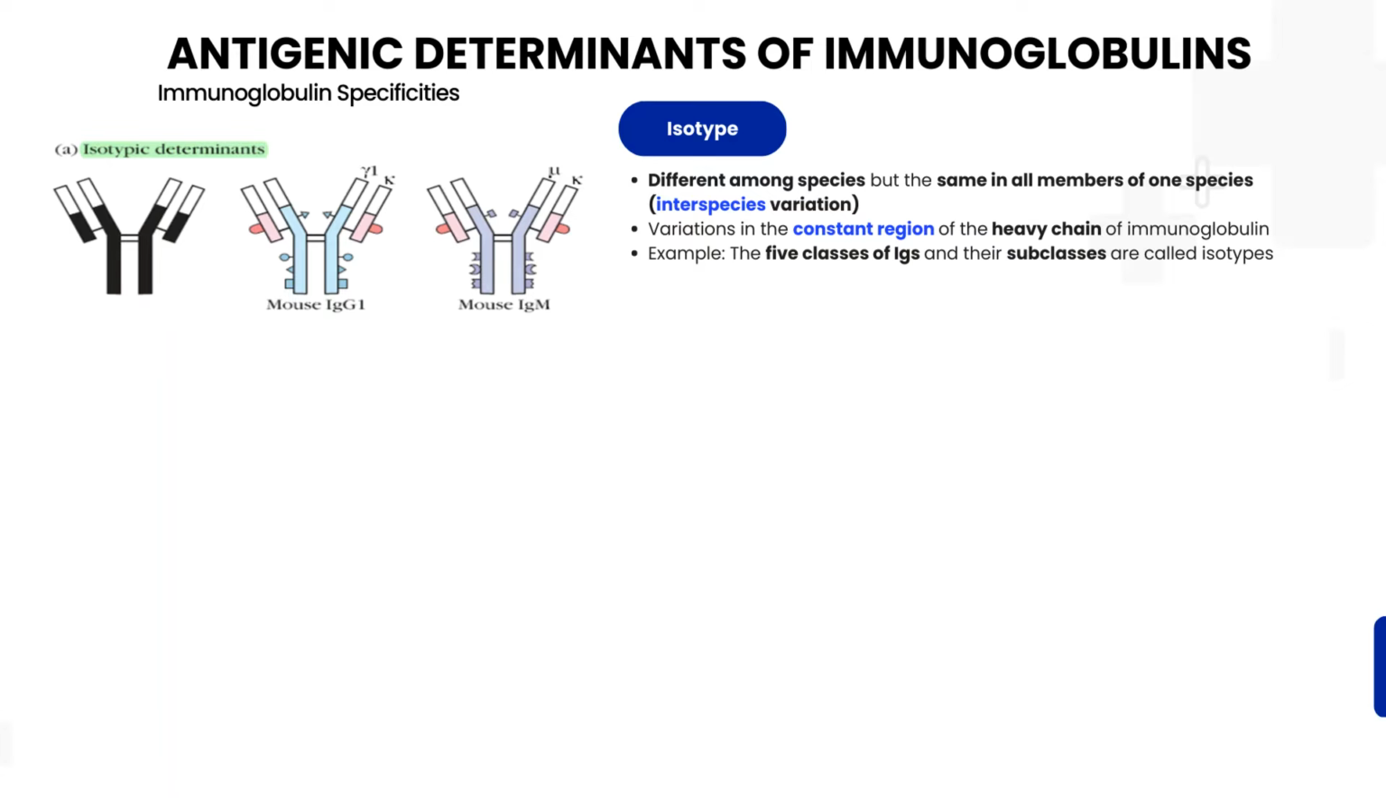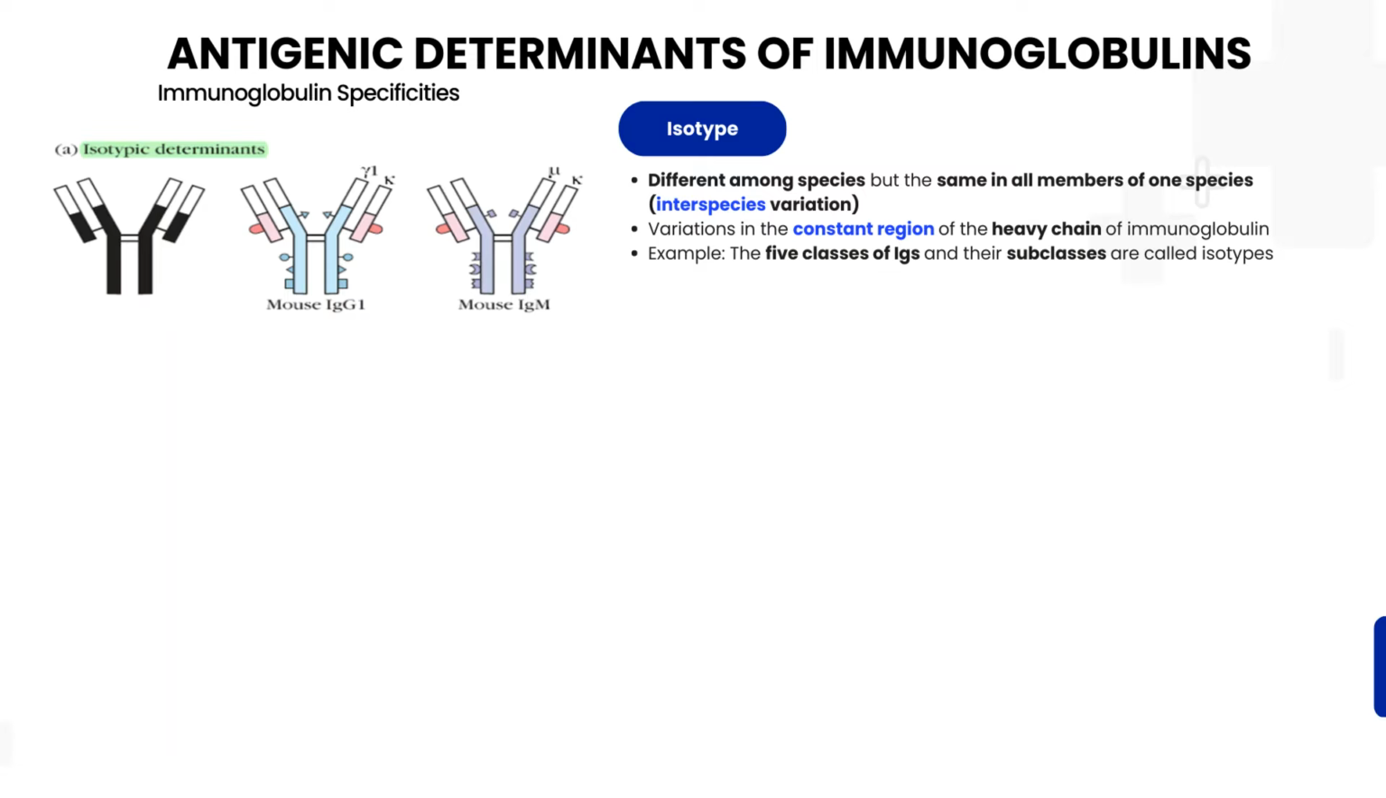Based on location of these antigenic determinants, they are divided into three types. The first type that I'm going to discuss is isotype. Now, isotype, the classical example, if I can give you, is your 5 classes of immunoglobulin. IgG, IgA, IgM, IgD, and IgE are basically isotypes.